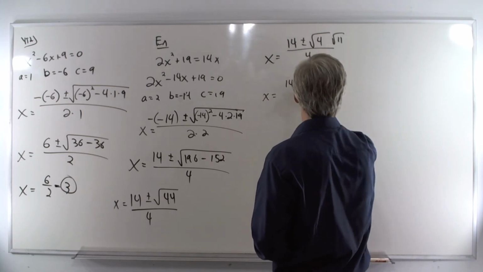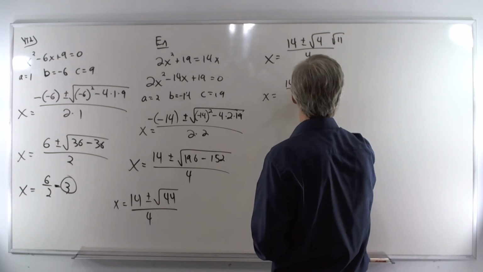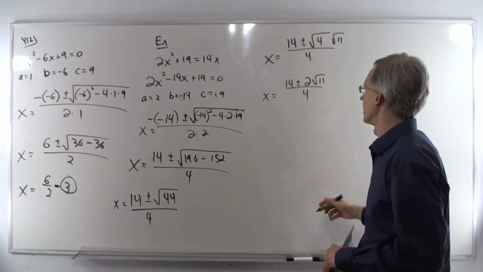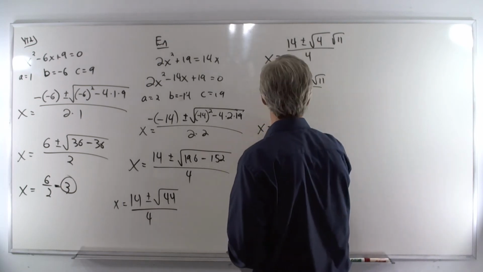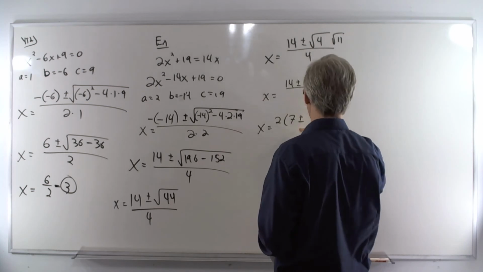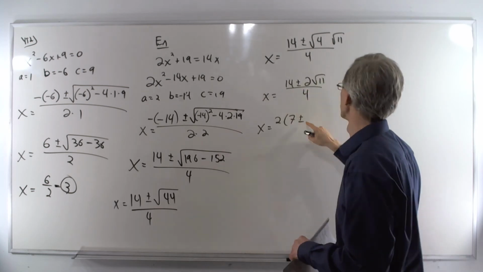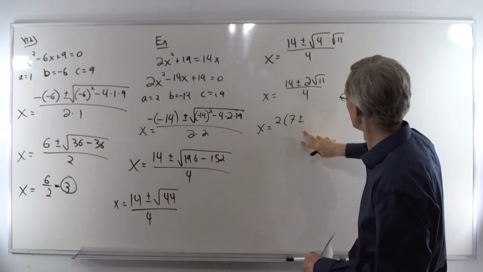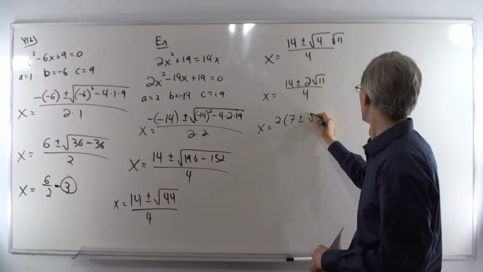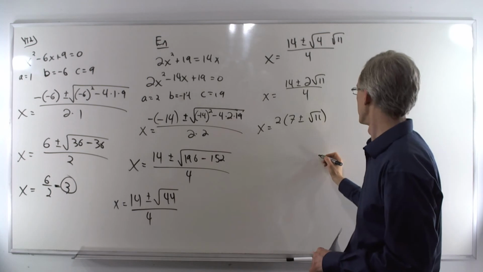Now this reduces to 2 square roots of 11 over 4. And now we can factor out a 2 from up top. That gives us 2 times 7, plus or minus. Keep that plus or minus, don't lose it. I see a lot of students at some step lose one of those signs. Keep that plus or minus. Gives us 7 plus or minus the square root of 11.